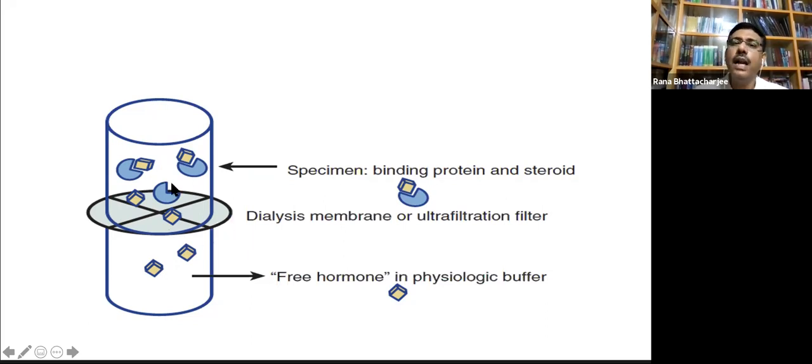Now, what is ultrafiltration? It is nothing but a way to speed up the process of dialysis. A certain kind of pressure is applied over this compartment, and the free hormones are filtered out, and they are usually measured by LCMS. But more commonly in immunoassays, we use another technique, the indirect technique.